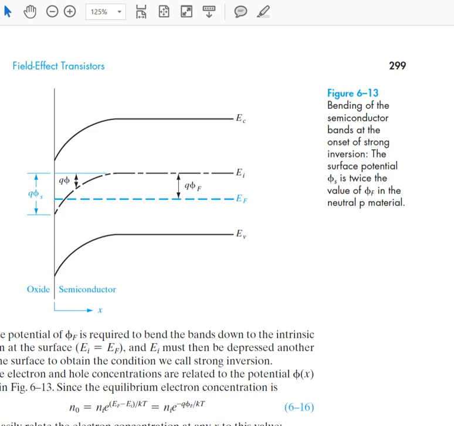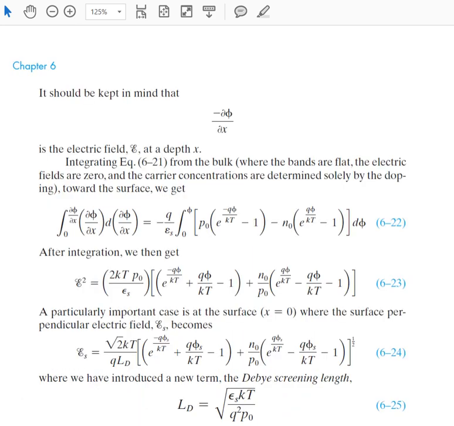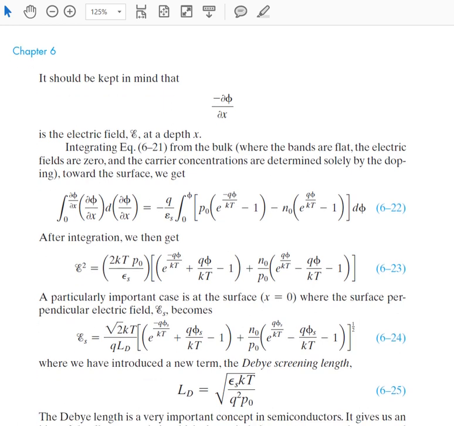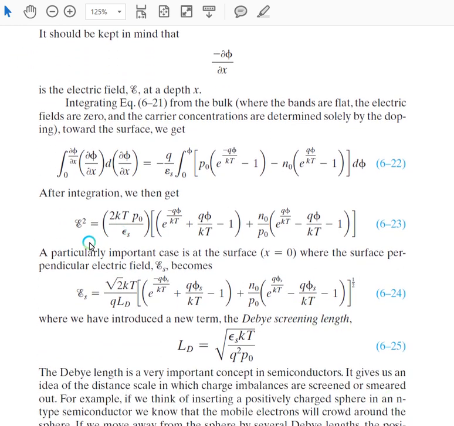Now, a very important concept which remains in the MOS capacitor is the threshold voltage. We do not have to do these equations. We are doing away with these equations because these are beyond the scope of your semester.